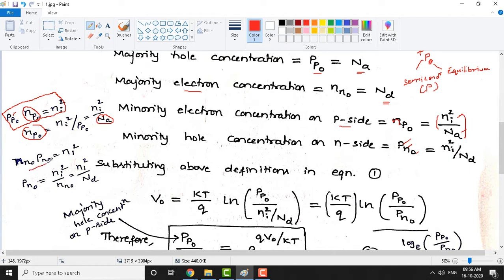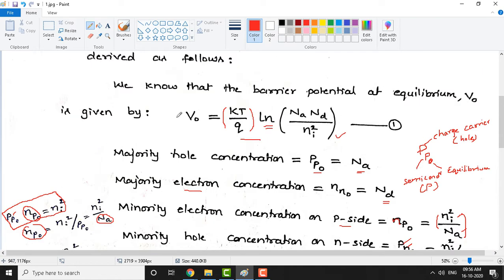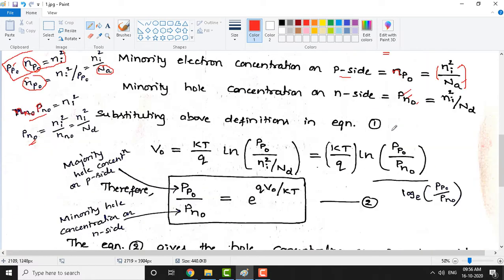The product Nn naught into Pn naught is equal to Ni square. We want to obtain Pn naught, holes on the N side, which is a minority carrier, and that is equal to Ni square by Nn naught. Nn naught can be written as Nd. So, Pn naught is equal to Ni square by Nd. Now, we can substitute all these relations in equation 1. We called the built-in potential, the barrier potential under equilibrium, equation 1. Let us see what equation results when we substitute all these things in equation 1.